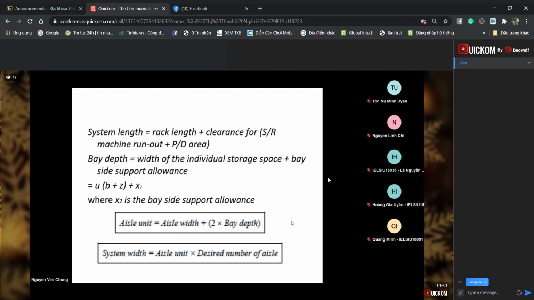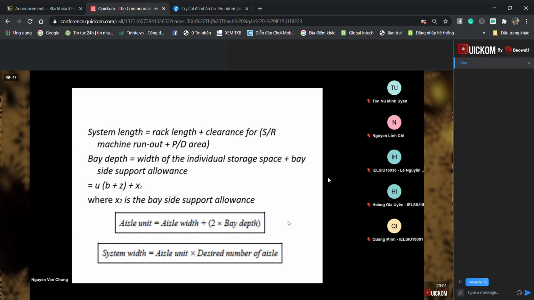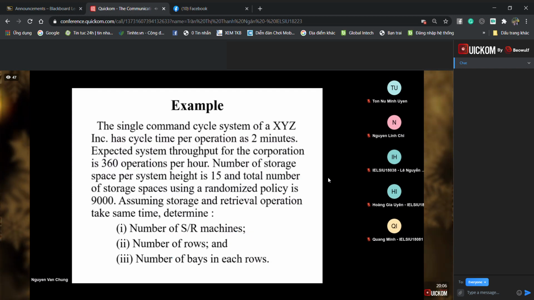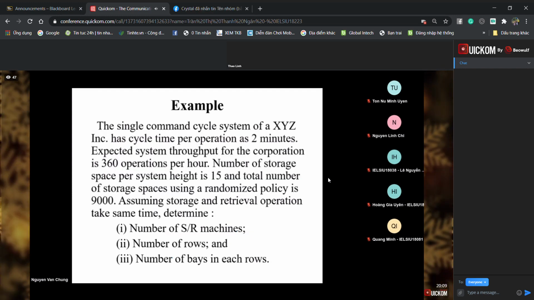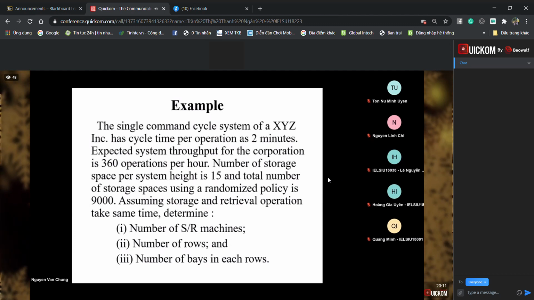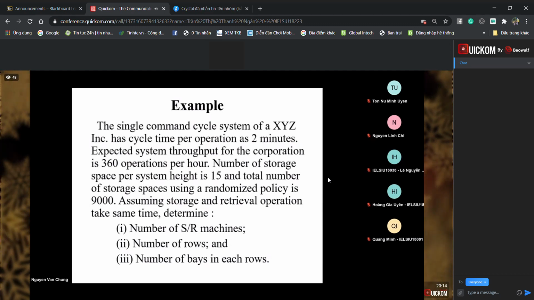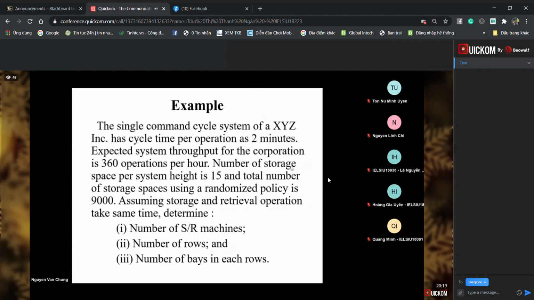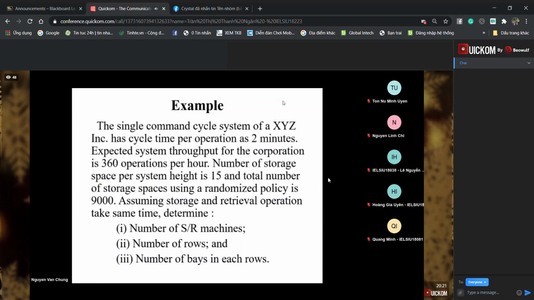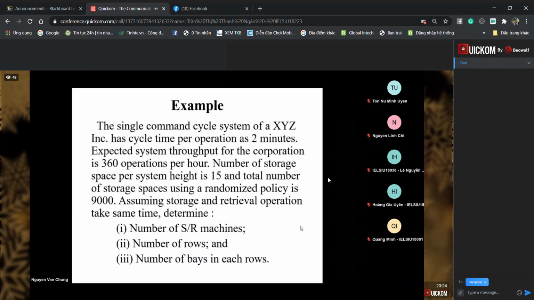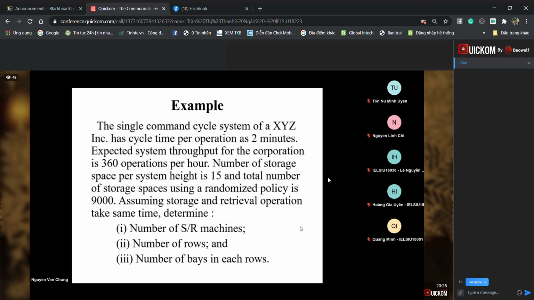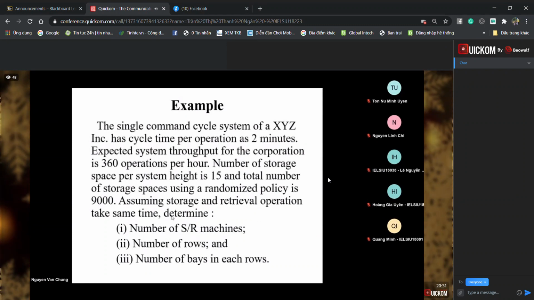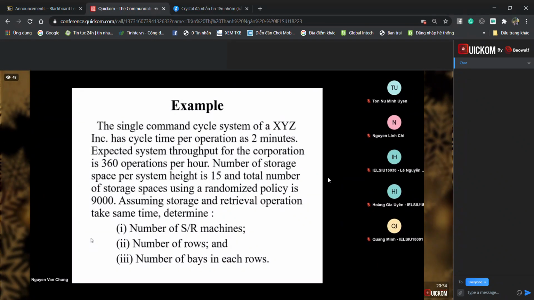Later you will see in the examples. Any question? Okay, now maybe you can write this on your paper. So like that, this is the example.